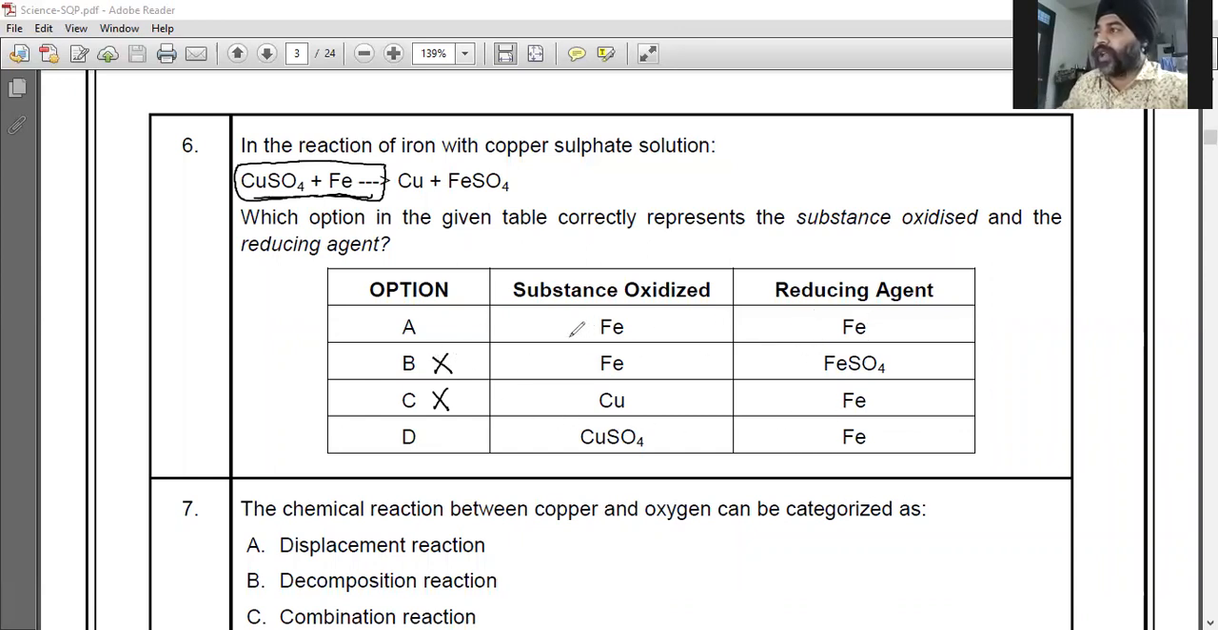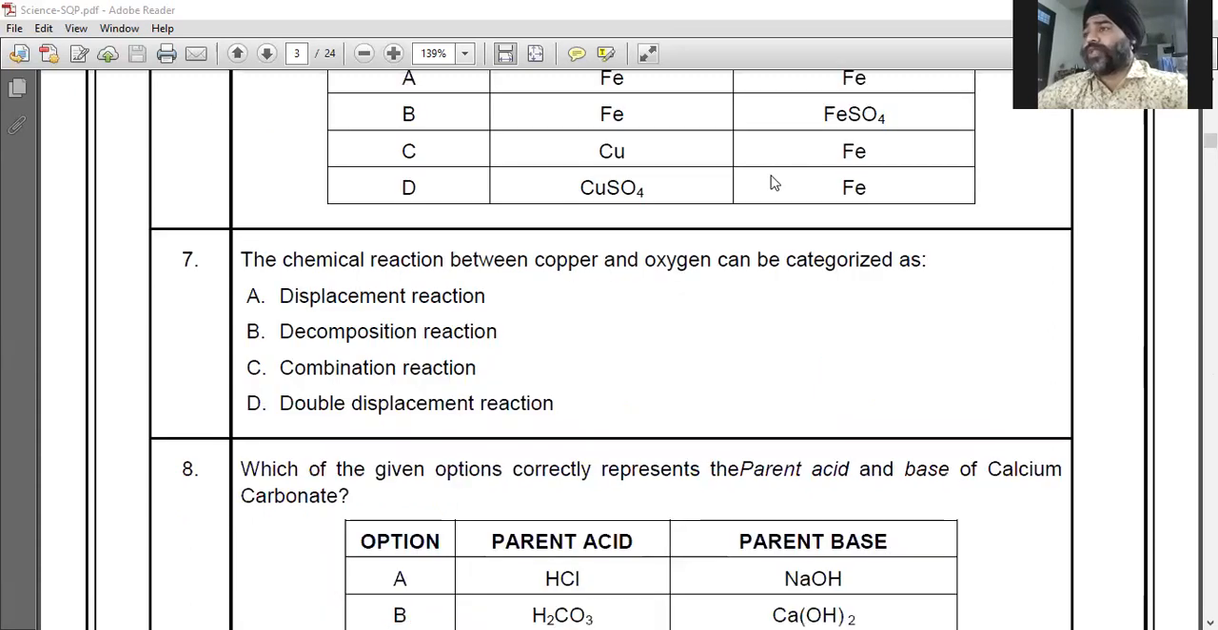So only two options are left. Now you can see that it is Fe and here it is FeSO4. So addition of oxygen is oxidation. So oxidation means the substance oxidizes iron. Okay, the substance oxidizes iron. So you can see that in option A it is written that the substance oxidizes iron. Now the substance oxidized will be the reducing agent. So it means option A is correct. So take care of this point that in these types of questions you have to give the answer from the reactant side only. Don't go for the product side. Many students make mistakes in that.